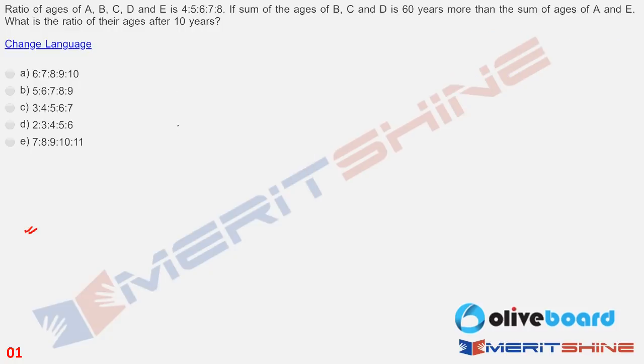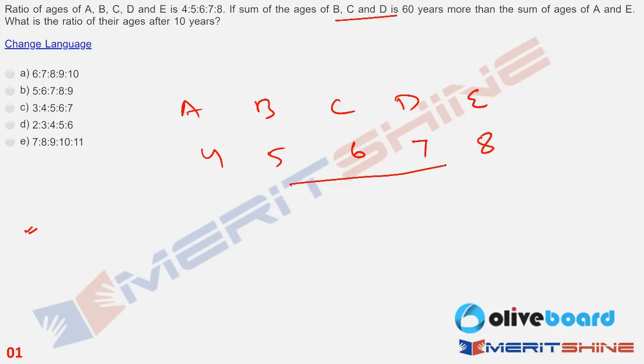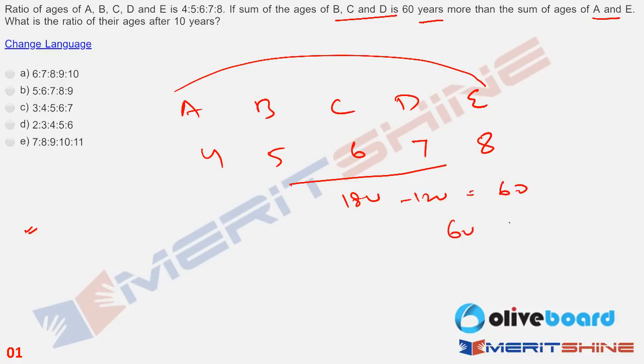Given to us, the ages A, B, C, D and E are in the ratio 4:5:6:7:8. The sum of the ages of B, C, D, these 3, is 60 more than the sum of the ages of A and E. So what is this? This is 18 units and this is what? 12 units. Right. So this difference is equal to 60. So 6 units is basically 60, or each unit basically is 10. Our work is done here.